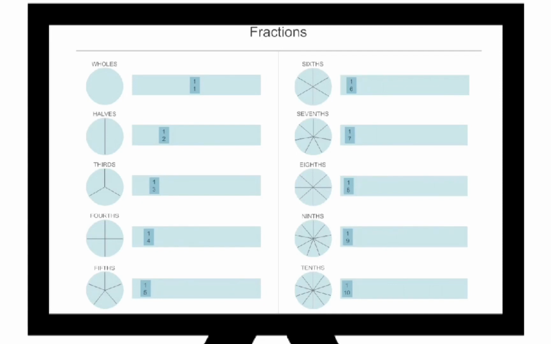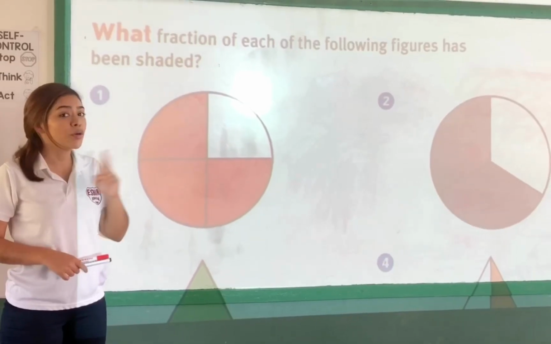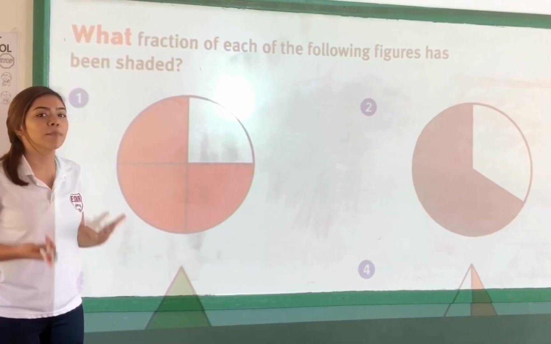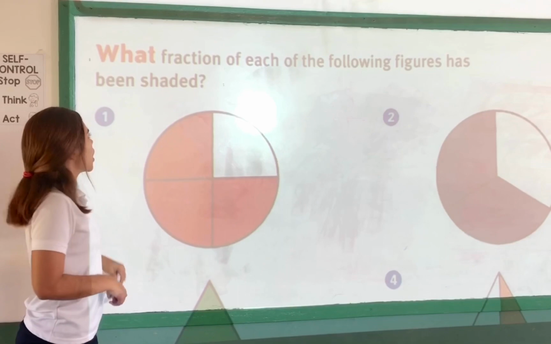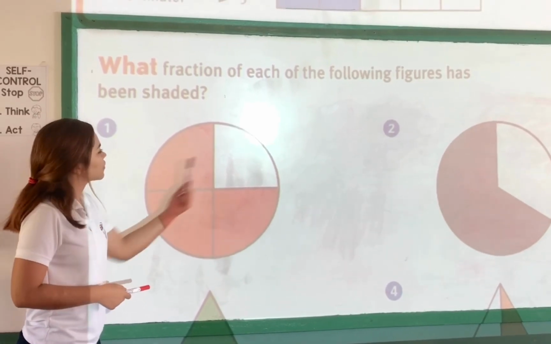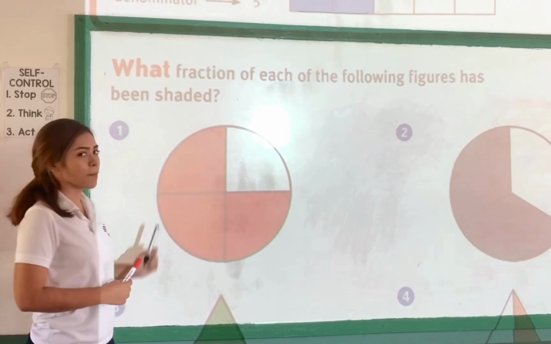Sevenths, 1 out of 7. Eighths, 1 out of 8. Ninths, 1 out of 9. And tenths, 1 out of 10. Let's check some exercises. We are going to do 2 examples to know more about fractions, okay? So let's start with the instructions. What fraction of each of the following figures has been shaded? Let's start with number 1.